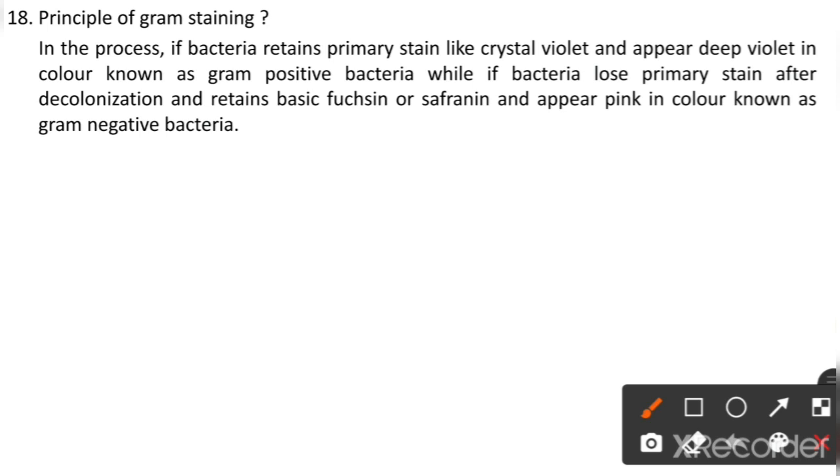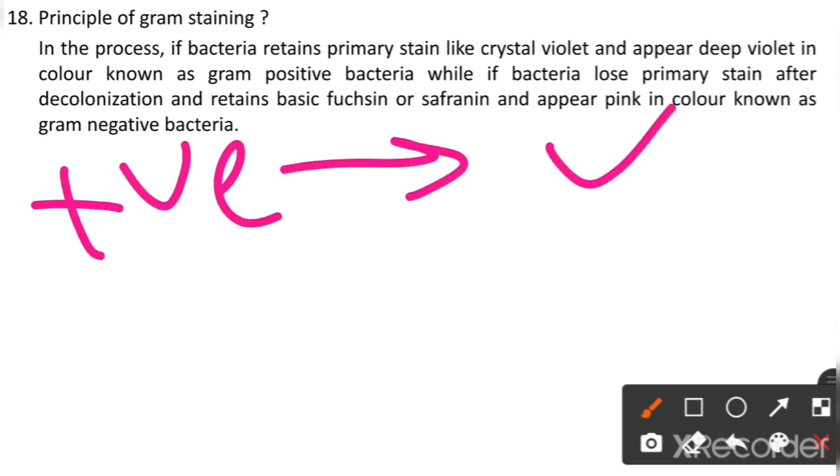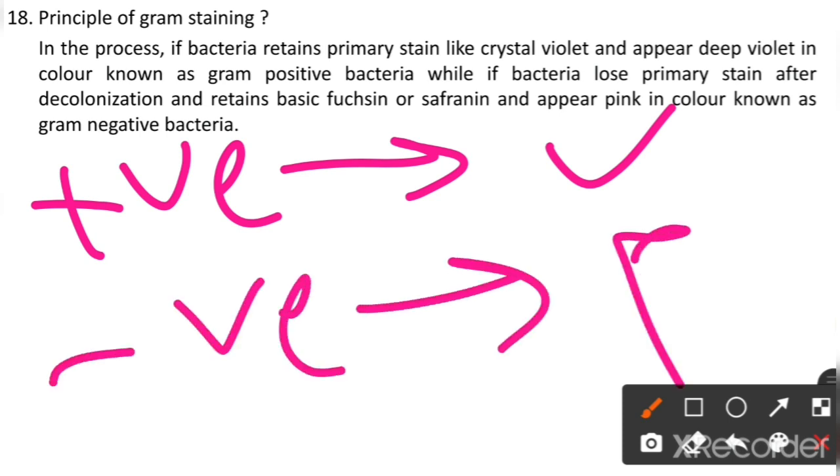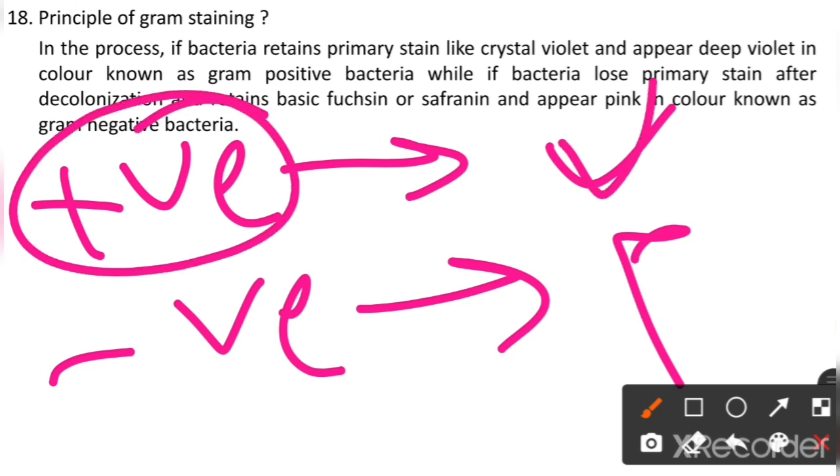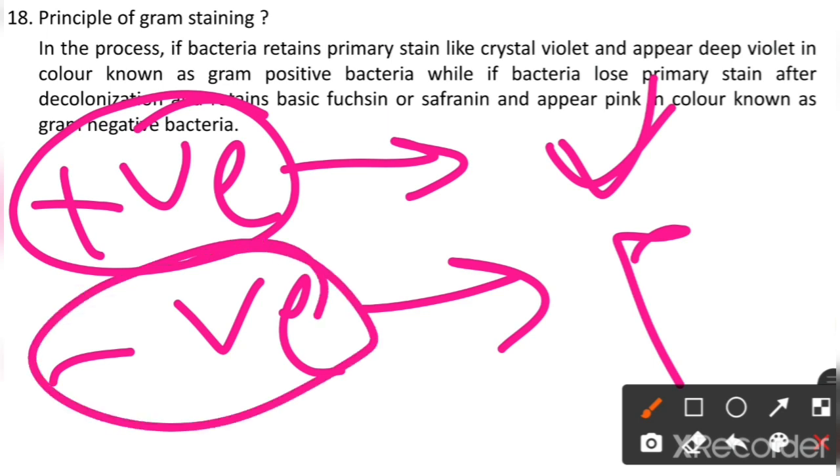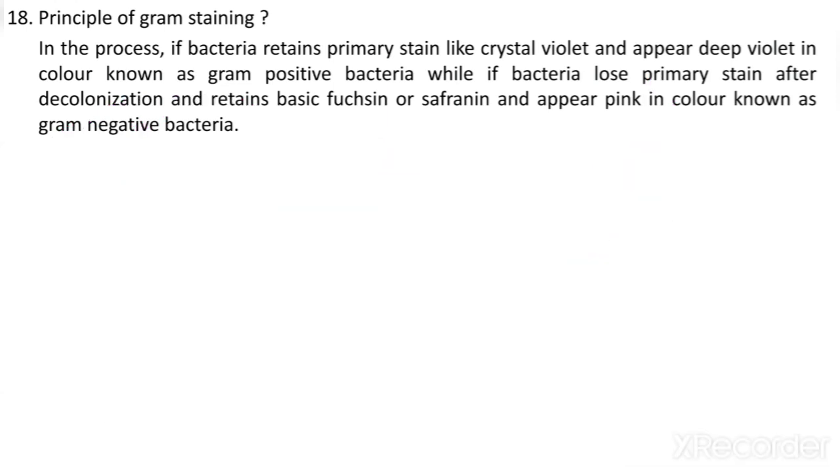Now see, the gram positive bacterial cell gives us violet color under the 100x and gram negative bacteria give us pink color or red color under 100x. Why? Because the gram positive bacterial cell retains or takes the primary stain, that is crystal violet. That's why it gives us violet color under the 100x. And the gram negative bacteria retain safranine or basic fuchsin without taking crystal violet. That's why it gives us pink or red color. So this is the basic principle of gram staining.